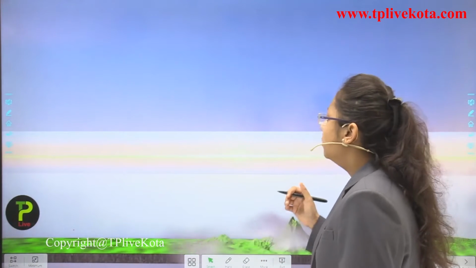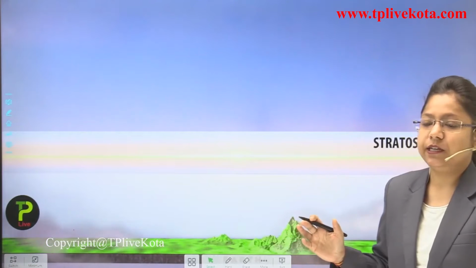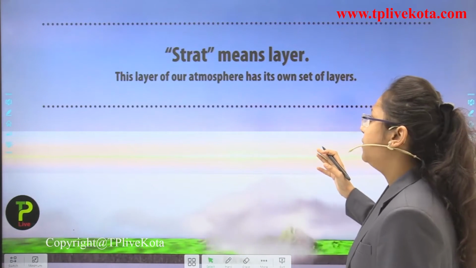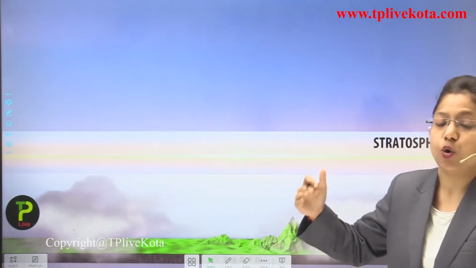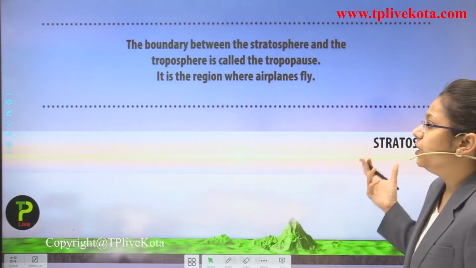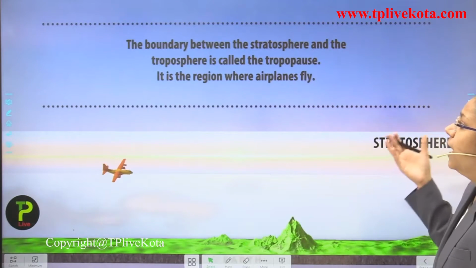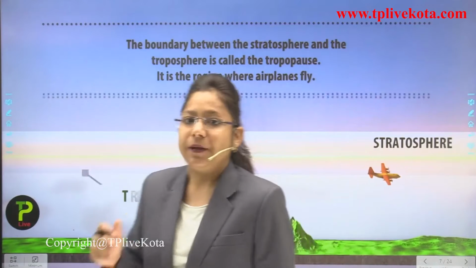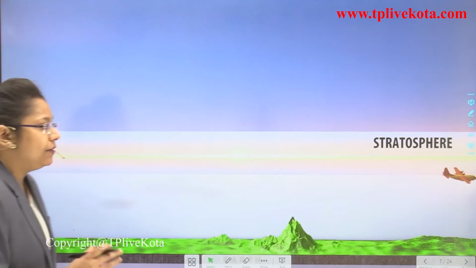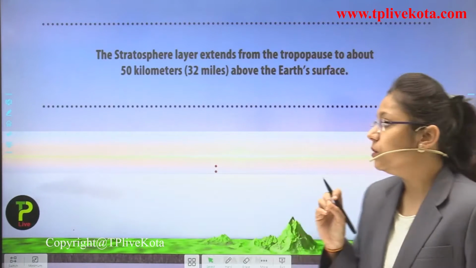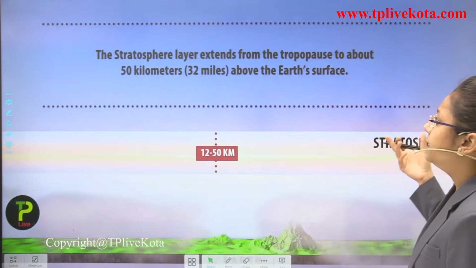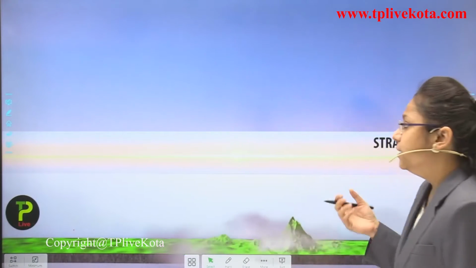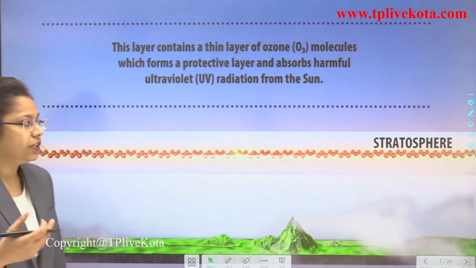Okay, students. Now we can see the second layer of the atmosphere. So it is known as what, students? Stratosphere. Now strat means layer. This layer of our atmosphere has its own set of layers, meaning sub-layers are present in the stratosphere. The boundary between the stratosphere and troposphere is called the tropopause. It is the region where airplanes fly. So actually airplanes fly in the tropopause, which is a boundary between the stratosphere and the troposphere. Now, the stratosphere layer extends from the tropopause to about 50 kilometers, that is 32 miles above the Earth's surface. We can consider 50 kilometers.